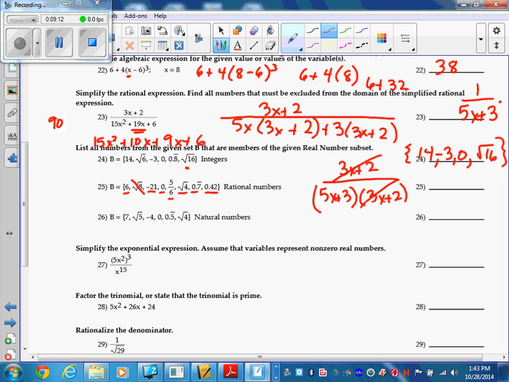Yes, but you can write 5 over 6 as a fraction, can't you? So if you can write it as a fraction, it is a rational number. Okay? So don't just turn everything into a decimal. That really only works with the square roots.